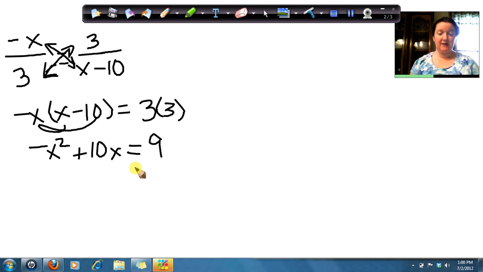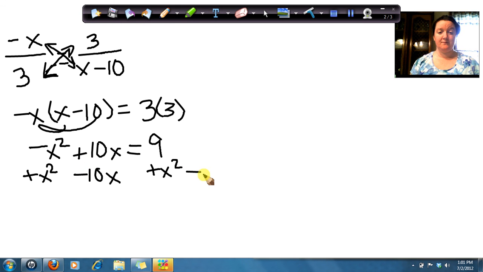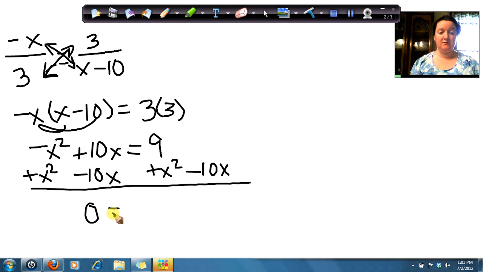Now, I want to have everything on one side, so my x squared part is positive. So that means I'm actually going to move everything over here to the right. So I'm going to add x squared to both sides. And I'm going to subtract the 10x from both sides. So now, this side on the left is going to be equal to 0.